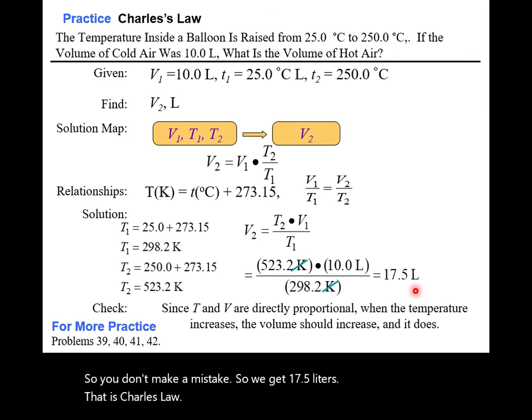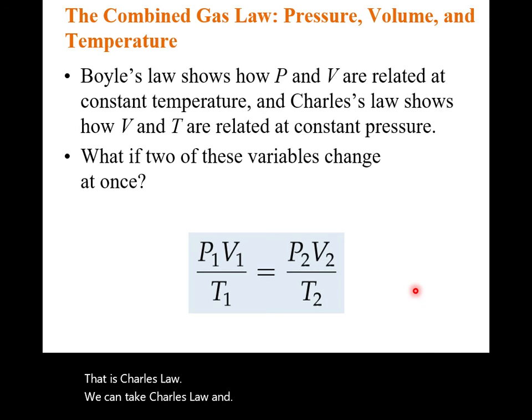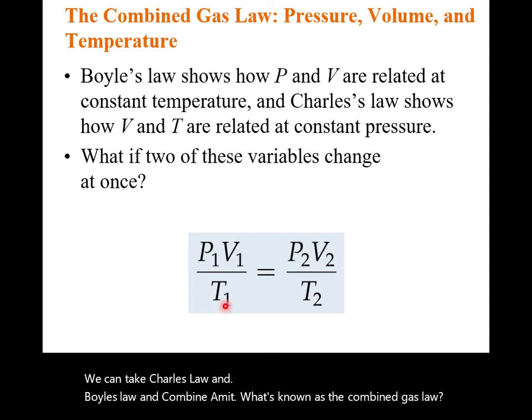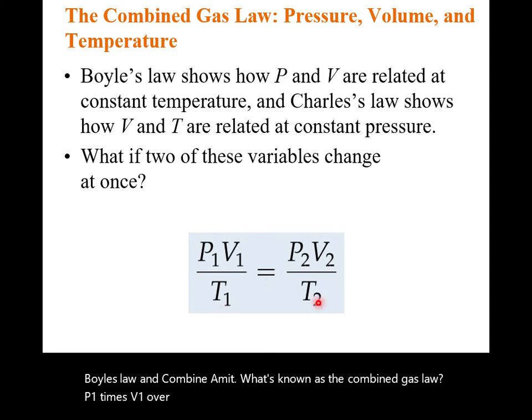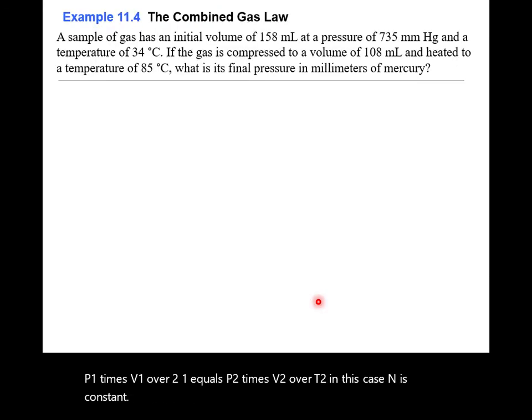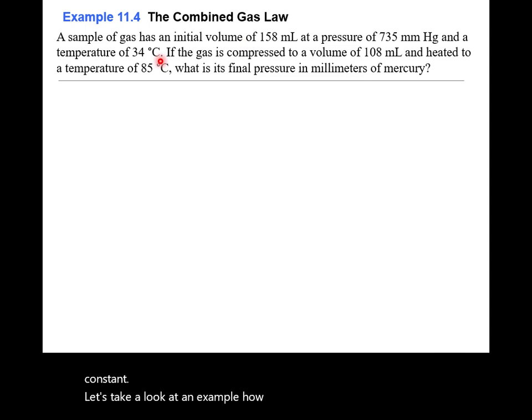We can take Charles' law and Boyle's law and combine them into what's known as the combined gas law: P1 times V1 over T1 equals P2 times V2 over T2. In this case, N is constant. Let's take a look at an example. How would we apply the combined gas law?